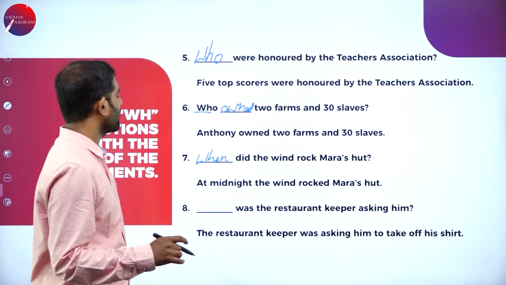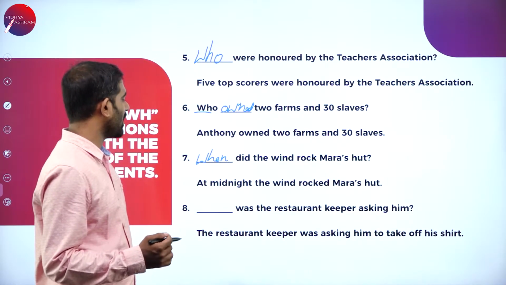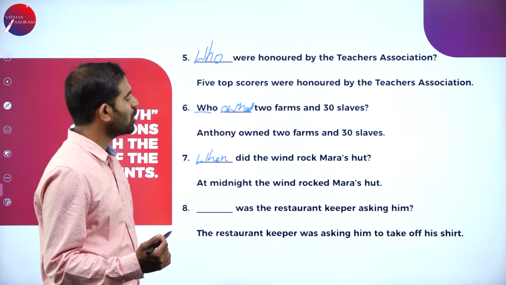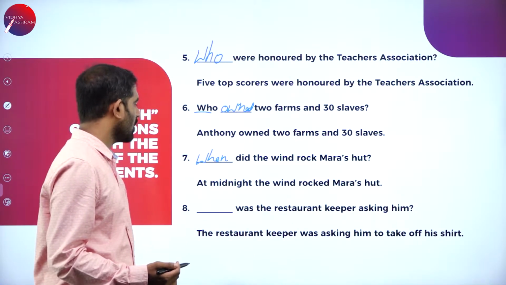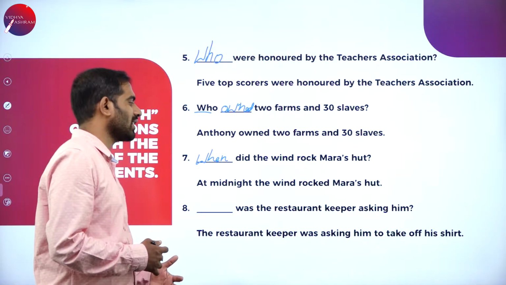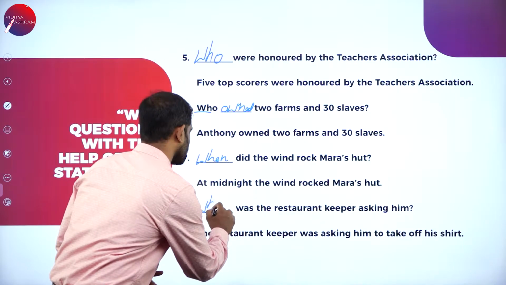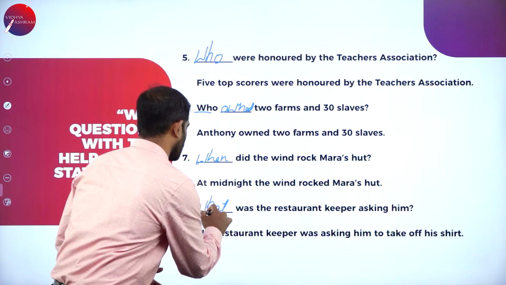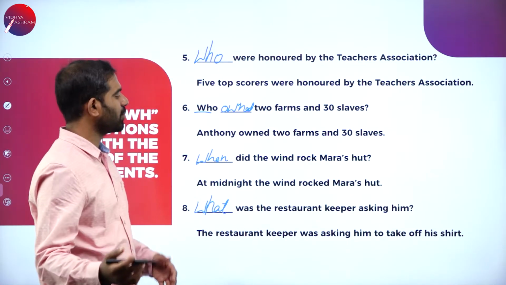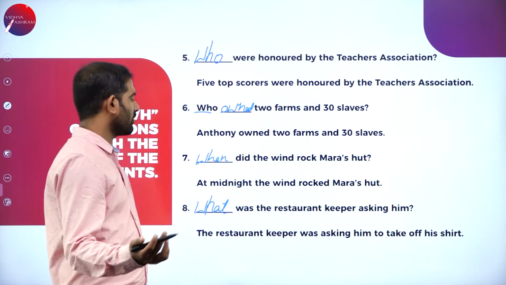8th one. Dash was the restaurant keeper asking him. The restaurant keeper was asking him to take off his shirt. What was the restaurant keeper asking him? The restaurant keeper was asking him to take off his shirt.